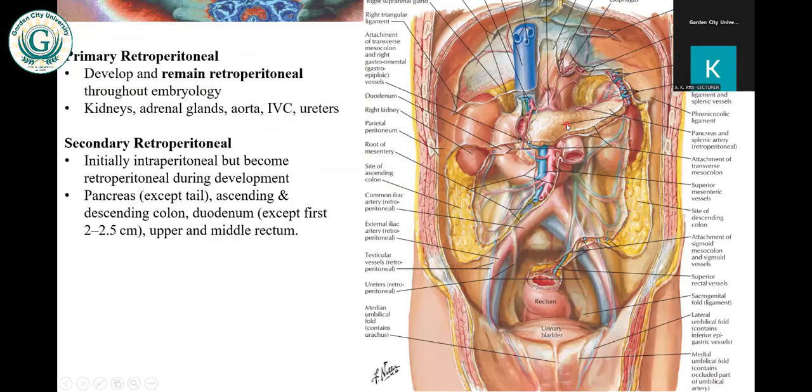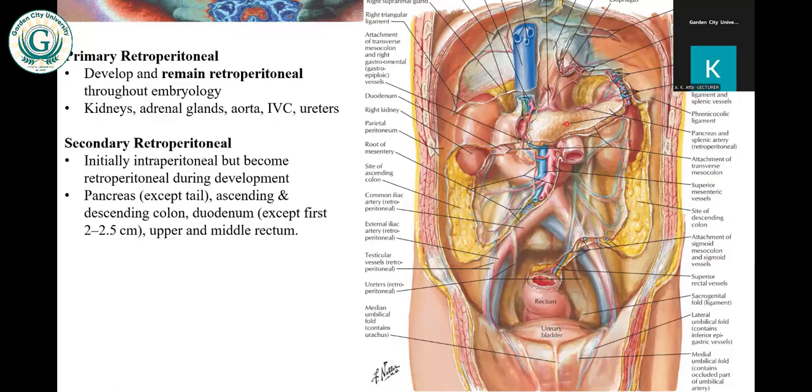We have the primary and secondary retroperitoneal organs. What it means is that in primary retroperitoneal organs, throughout development, they were behind the peritoneum. So a typical example would be the kidneys and the adrenal glands. They are primary retroperitoneal organs.